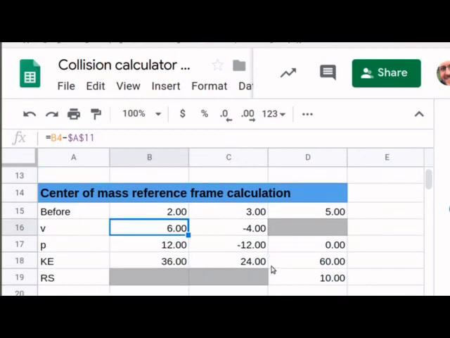And then we get a new set of momentums. It's 12 and negative 12, equal and opposite to each other, so they add up to 0. So you can see in this special reference frame, the momentum of the whole system is 0, and the velocity of the center of mass is 0. You get a kinetic energy of 36 and 24, which adds up to 60, and the relative speed is still 10. So we pointed out the other day that the relative speed is the same in every reference frame.